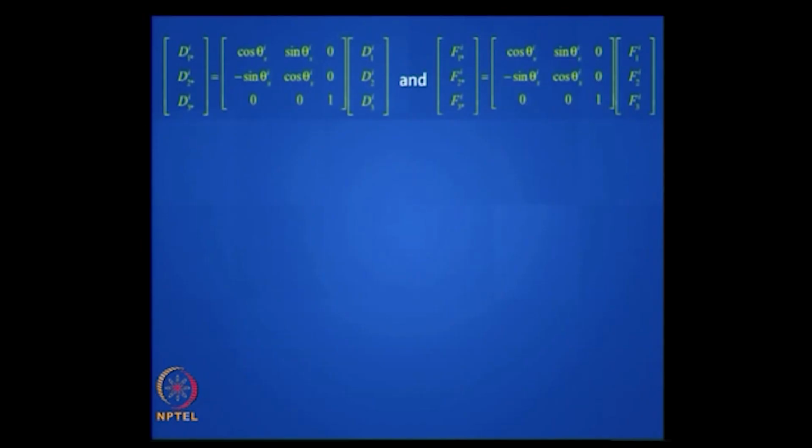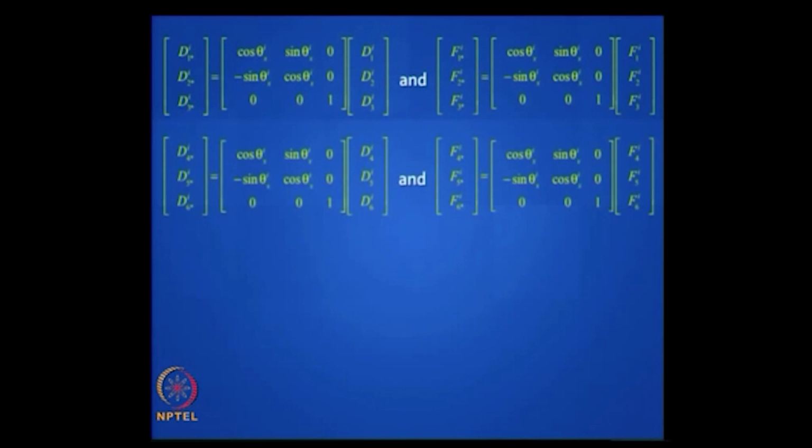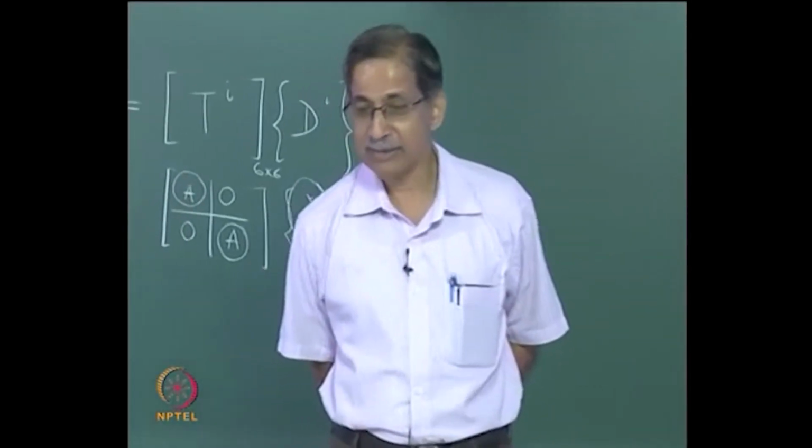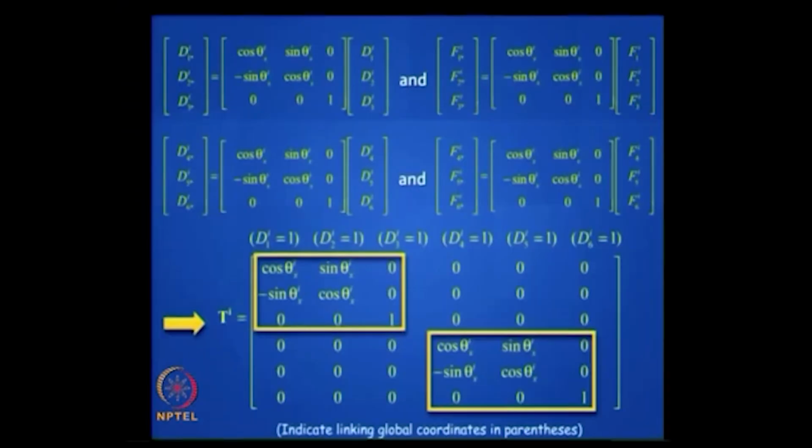This is for the start node. This is for the end node. Everything is the same except that 1, 2, 3 gets replaced by 4, 5, 6. Does it make sense? So if you want to put it all together, it will look like this. Clear? Standard transformation. The property about this is it's an orthogonal matrix.